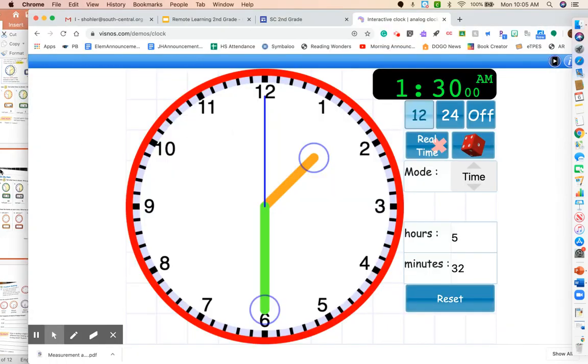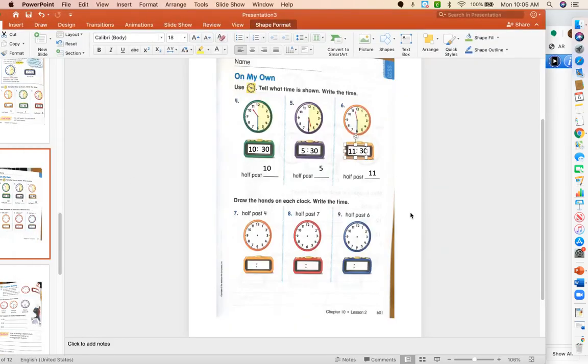Okay, so you should make sure that your 4, 5, and 6 look like my 4, 5, and 6. It says 10:30 for number 4. 10 is the hour and 30 is the minutes that have gone past. Our next one for number 5 should say 5:30. We're in the 5 o'clock hour, and we have gone 30 minutes in the 5 o'clock hour. So it's 5:30. And our number 6 is 11:30. See how the hour hand has gone between the 11 and the 12?